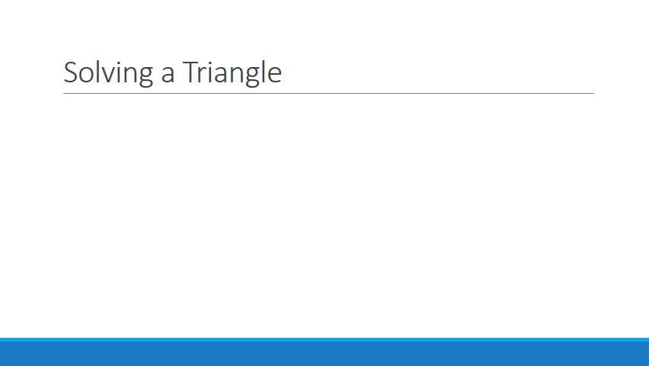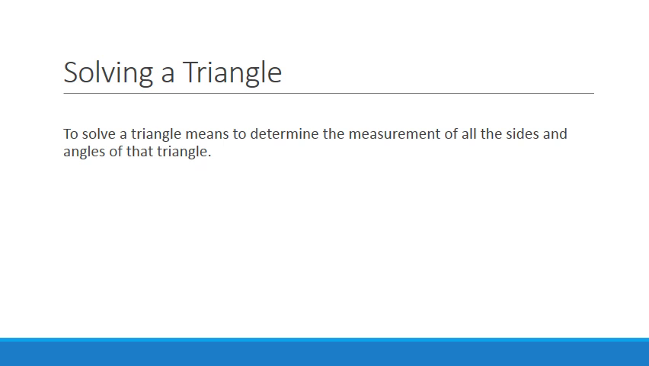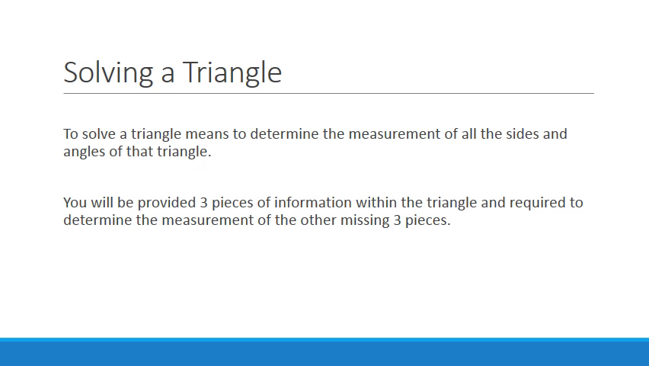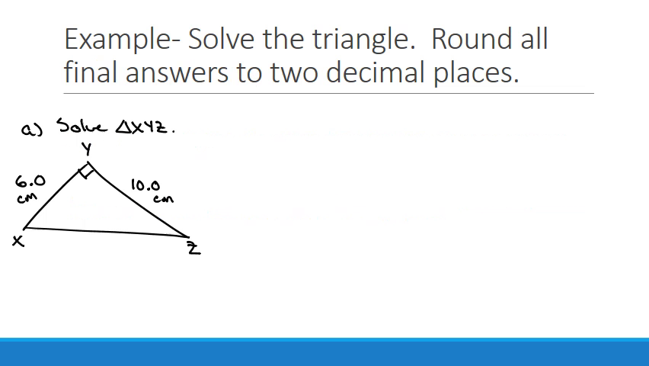Now what does it mean to solve a triangle? Well, to solve a triangle means to determine the measurement of all the sides and angles of that triangle. So we'll need to know all three sides in the end, and we'll need to know the measures of all three angles in the end. You'll be provided three pieces of information within the triangle and required to determine the measurement of the other three missing pieces. So they're going to give you three pieces, then you have to find three pieces.